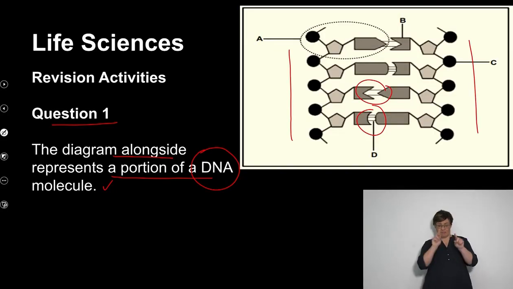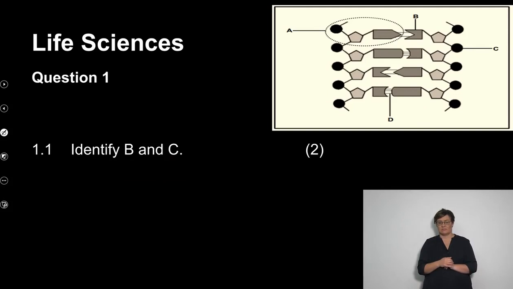It's important that we recognize the different labels. I often encourage the learners when they see a diagram to try and understand what the different parts are before getting into the question. So I can clearly see that there's an area that's circled having three different parts. We can see a structure here that's labeled B. We can see a structure labeled C and D. So let's get straight into some of the questions based on this. As anticipated, identify B and C.